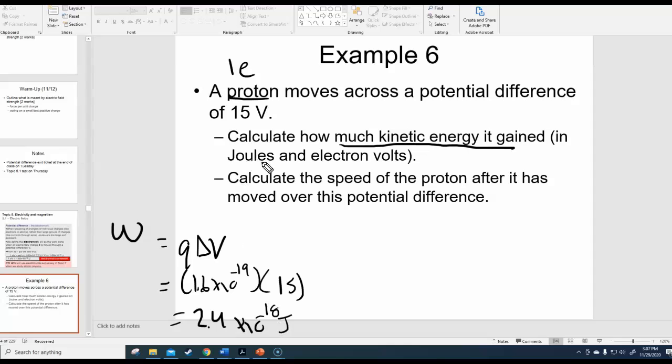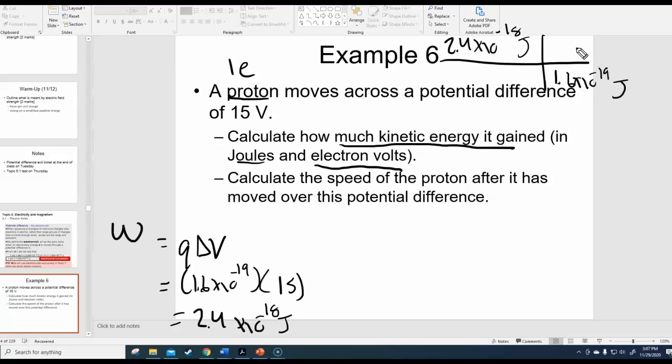Okay, now we're asked to find the energy in joules and electron volts. There's a few different ways to do this. Okay, number one, we can just treat it as a basic unit conversion problem, as long as you know the conversion factor, and that conversion factor is that there is 1.6 times 10 to the negative 19 joules in 1 electron volt. And so if we just divide this number by 1.6 times 10 to the negative 19, we get 15 eV.